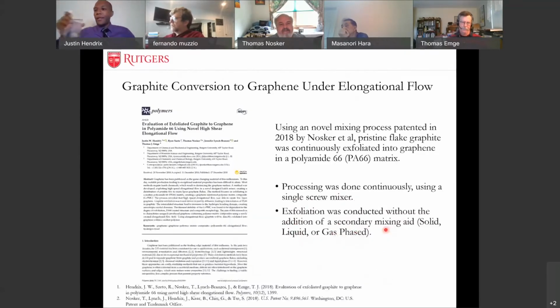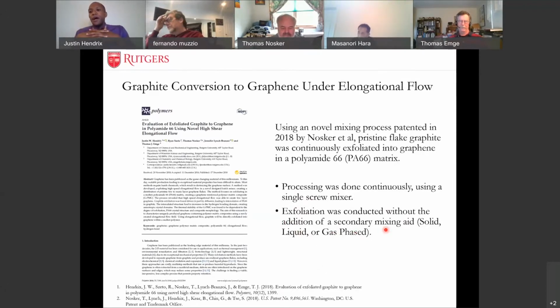Now we're going to talk about our work, and this is a paper that was produced about 2 years ago, and it touches on the first three patents that we got in exfoliating graphite to graphene. Here we start with a nylon, which is PA66, and graphite. And these are exfoliated continuously in an extruder screw mixer.